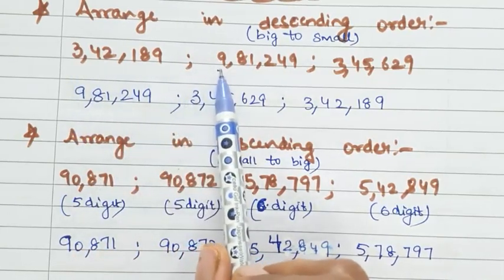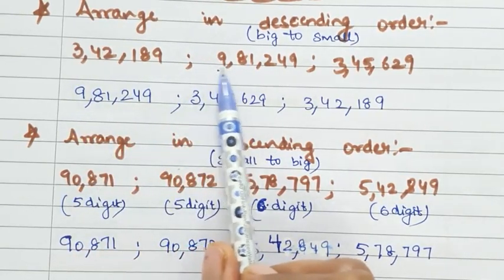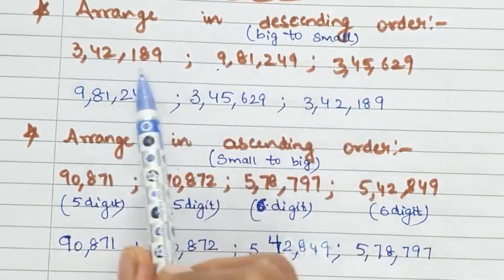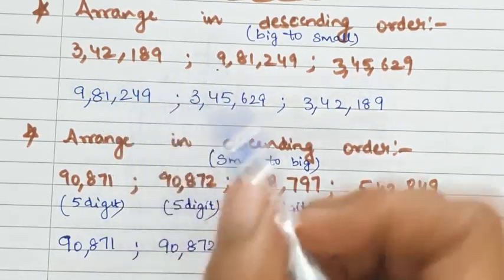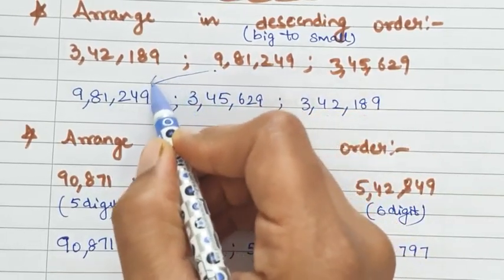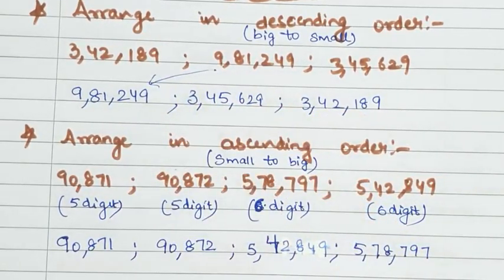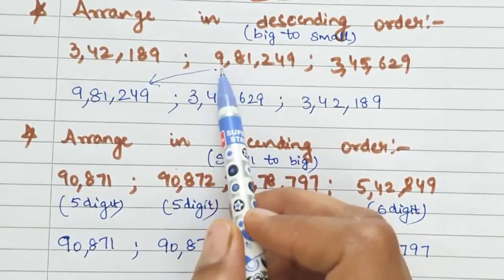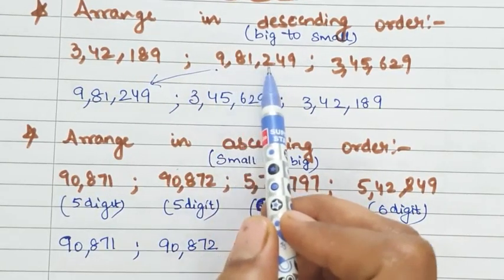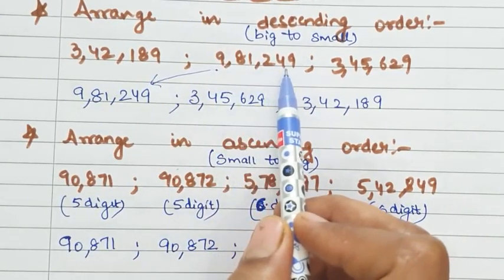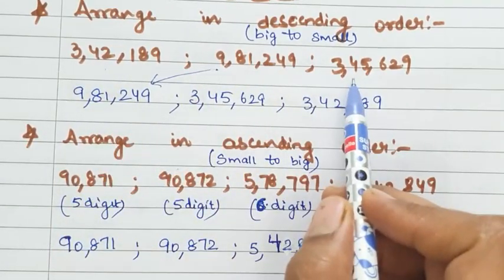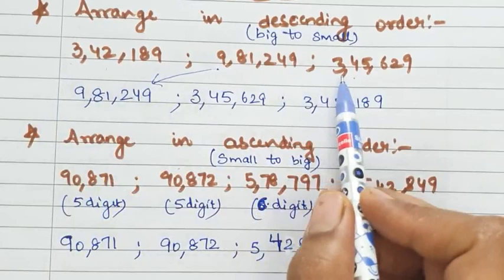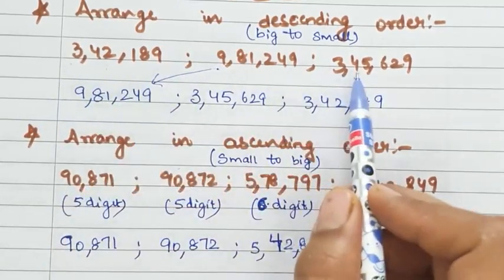Yes, 9, which is greater than these 2 digits. So this will be the starting number, that is 9,81,249. Then if we see these 2 numbers, the first digit is same, then the second is also same.